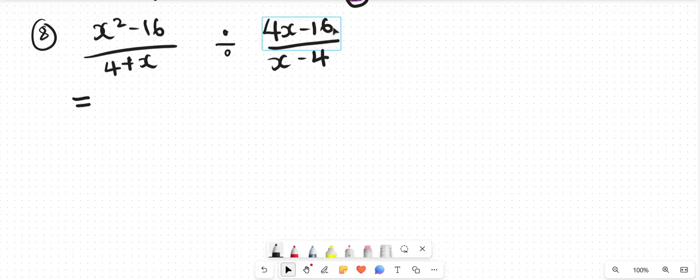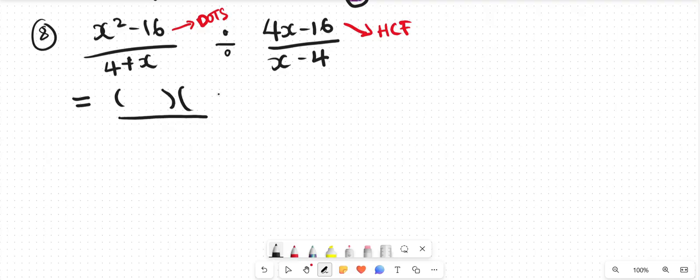Alright, let's look at this next question. So we have in front of us x squared minus 16 divided by x plus 4, or 4 plus x, sorry, divided by this next fraction there. Actually, let me do the factorization first. So let's factorize the top. In this case, we can factorize, so let's do a difference of 2 squares there. And let's do an HCF there. Let me do the factorization first.